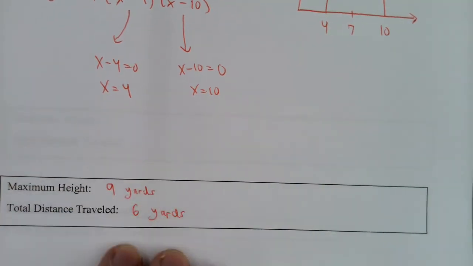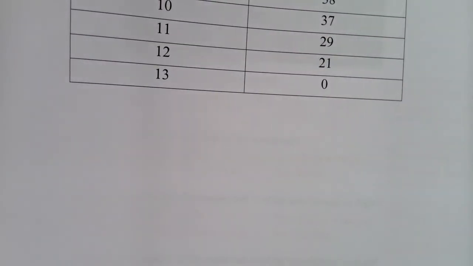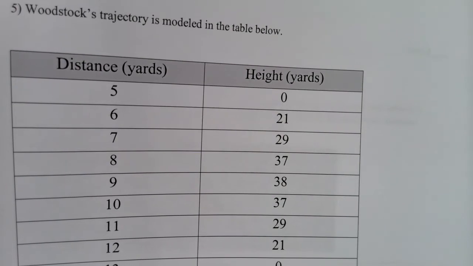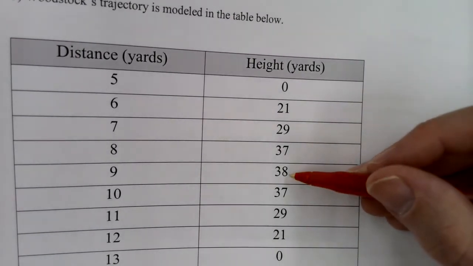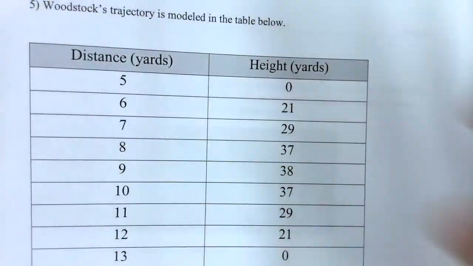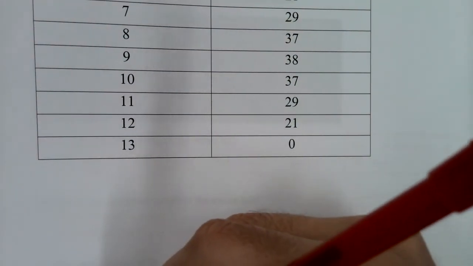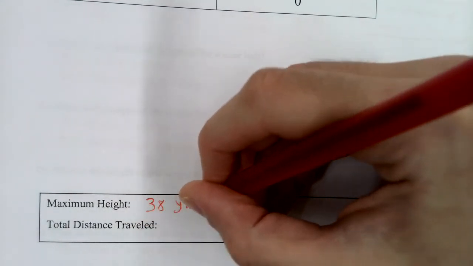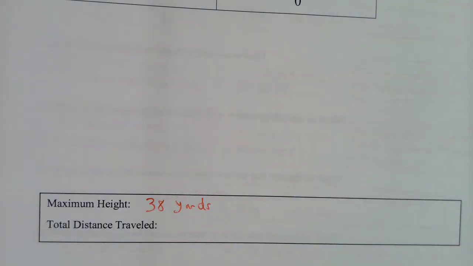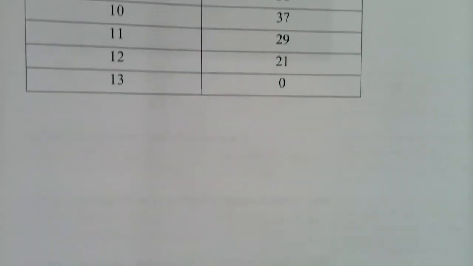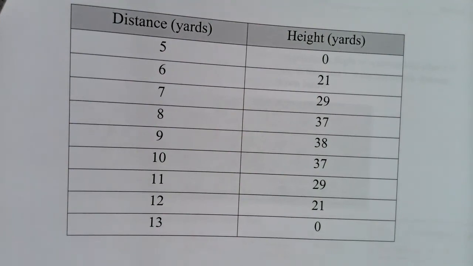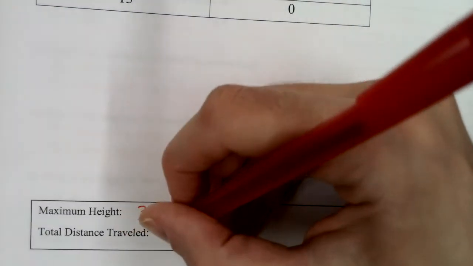Okay, last one. The maximum height for Woodstock. This is the table right here for Woodstock. The maximum height is 38. Okay, 38 will be the maximum height. Okay, so 38 yards, maximum height. Total distance traveled, just look at the table. The bird is going from 5 to 13. 13 minus 5 is 8. So the bird traveled 8 yards.